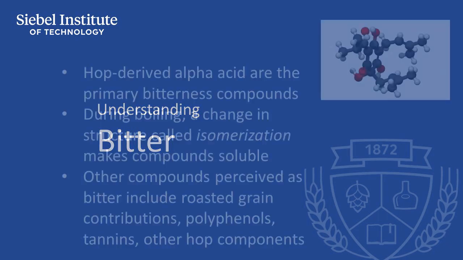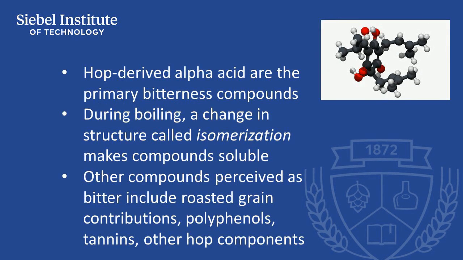Isoalpha acids are the primary bitterness compounds contributed by hops during wort boiling. The isoalpha acids present in hops require a change in structure called isomerization in order to be soluble in wort. This is facilitated by wort boiling. Different varieties of hops will have different levels of alpha acids that also have small chemical differences that affect their level of solubility in wort and beer.